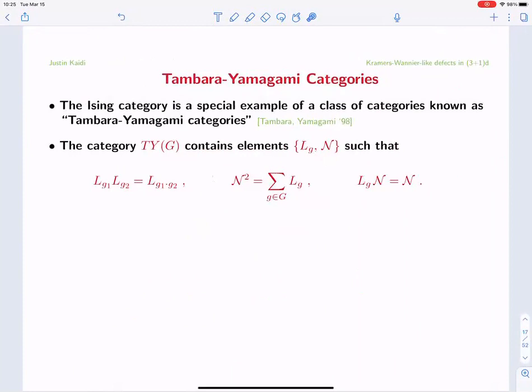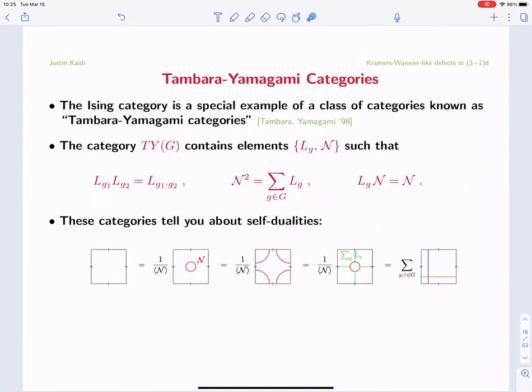And it turns out that whenever you have a Tambara-Yamagami extension of a group G, then the theory is self-dual under gauging G. Pictorially, this can be argued for as follows. So let's just look at the level of the torus partition function. This is supposed to pictorially represent the torus partition function. It's just this box here.